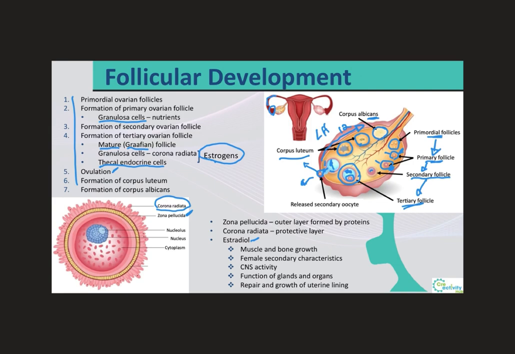The hormone estradiol is the most important estrogen, and it is going to be the dominant hormone prior to ovulation. Estrogen has several important functions, including the stimulation of bone and muscle growth and the maintenance of the female secondary sex characteristics. It will also affect central nervous system activity, including sex-related behaviors and drives. It will maintain the function of the reproductive glands and organs. And lastly, it will initiate the repair and growth of the uterine lining during the uterine cycle.